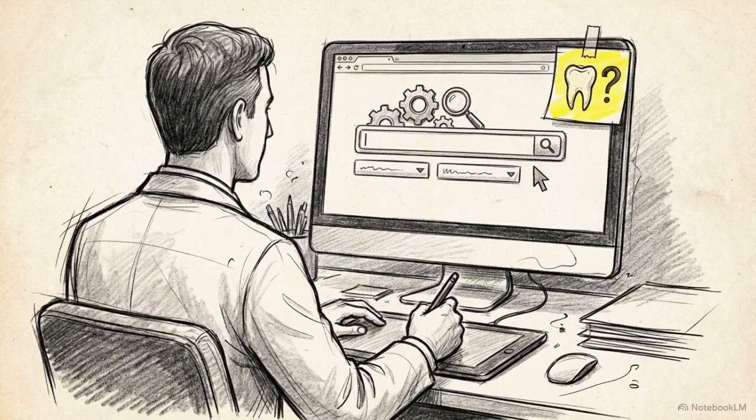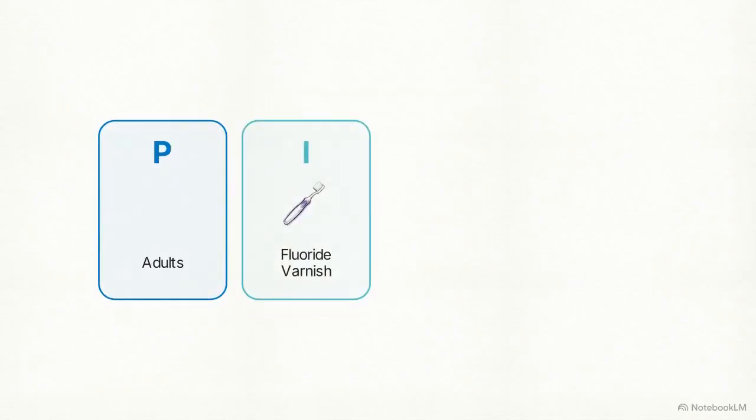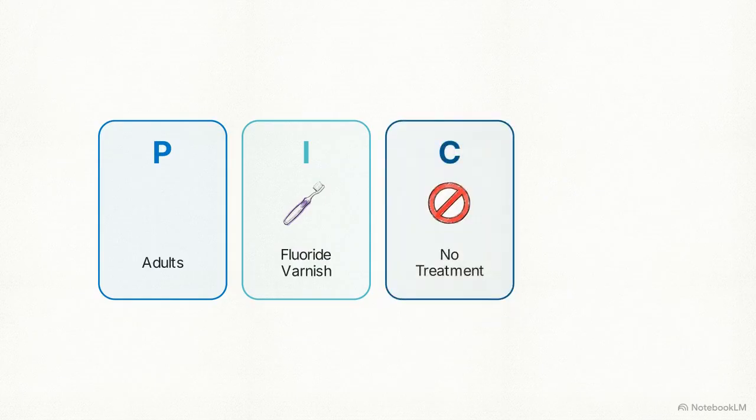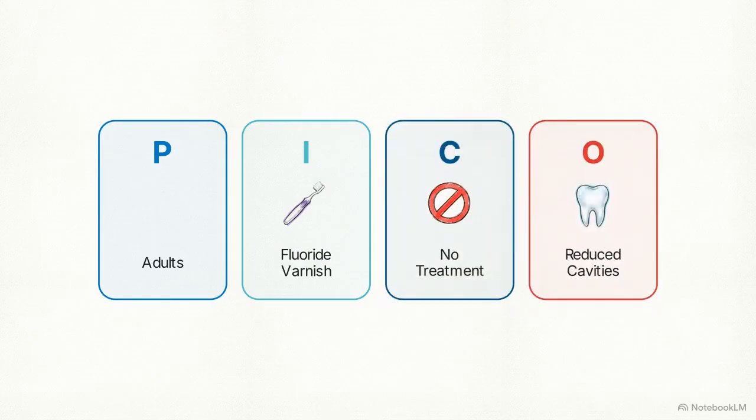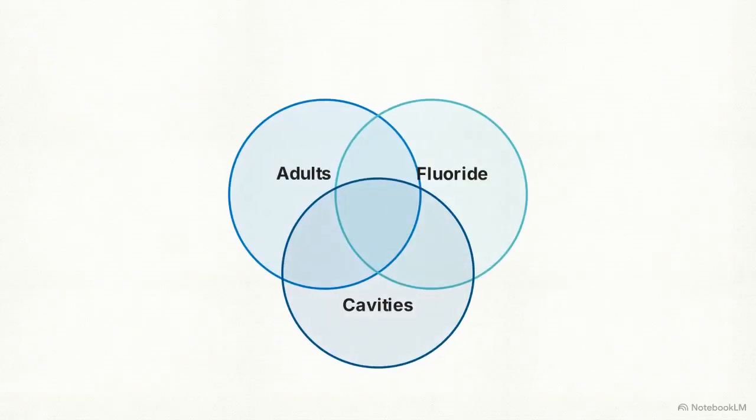For example, does fluoride varnish actually reduce cavities in adults? The PICO Framework translates broad questions into clean searches. P is patient, adults. I is intervention, fluoride varnish. C is comparison, no treatment. O is outcome, reduced cavities.